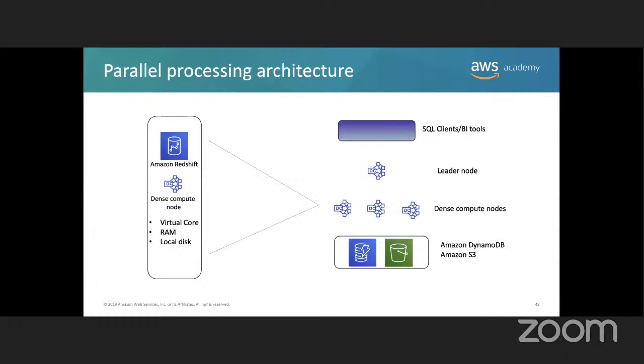Parallel processing. Well, the leader node manages communications with client programs and all communications with compute nodes. It parses and develops plans to carry out database operations, specifically the series of steps that are needed to obtain results for complex queries. Now, the leader node will compile the code for individual elements of the plan and assign the code to individual compute nodes. The compute nodes run the compiled code and send intermediate results back to the leader node for final aggregation.